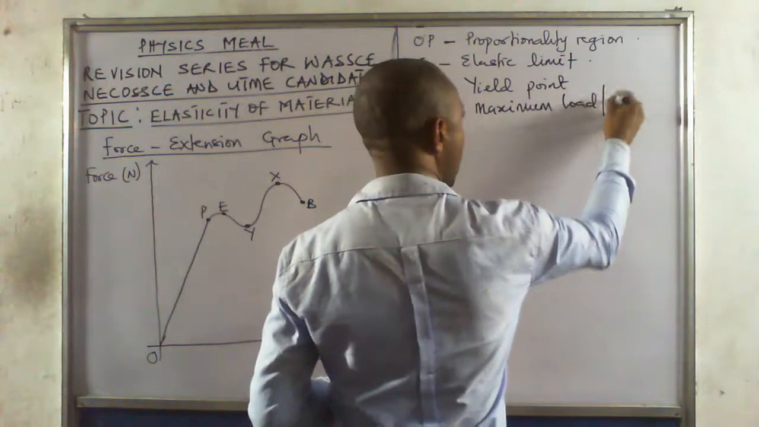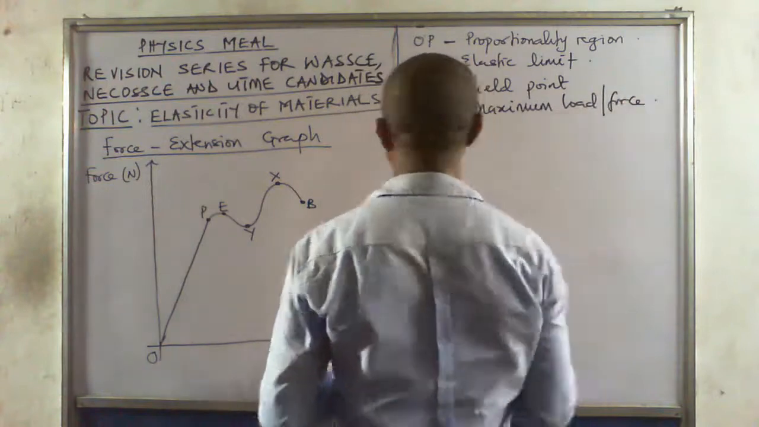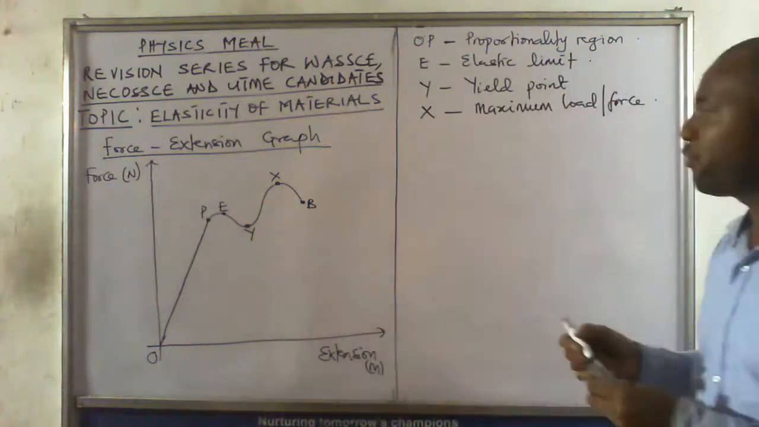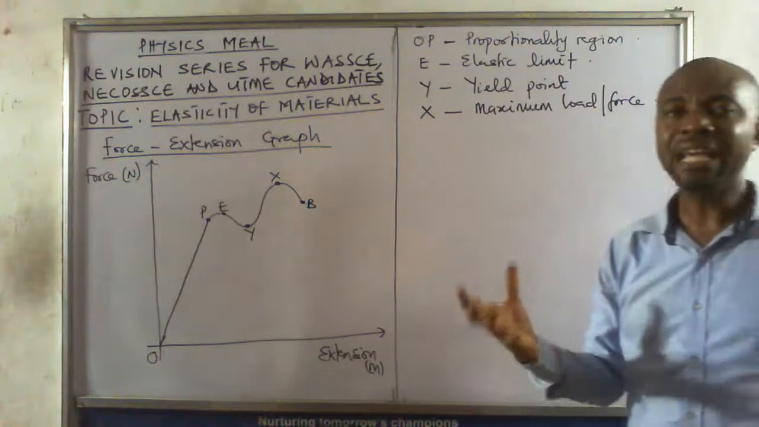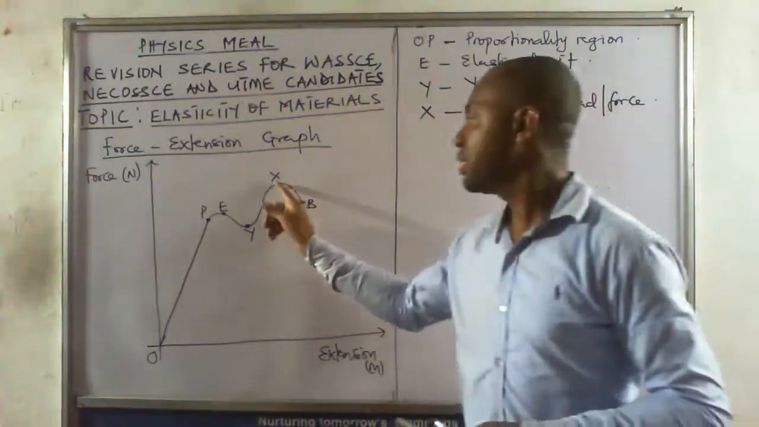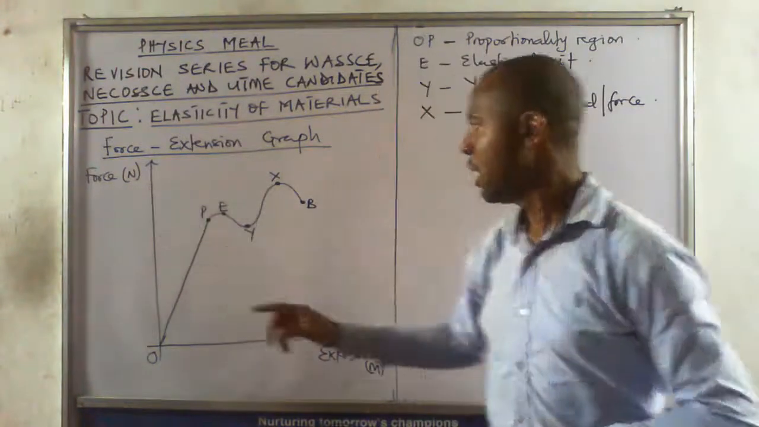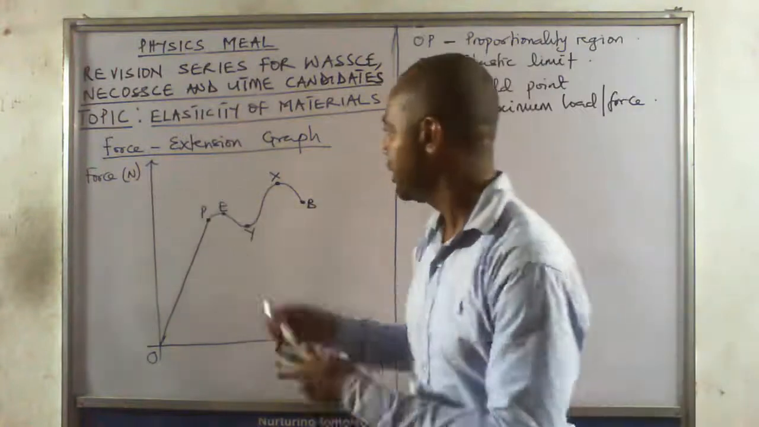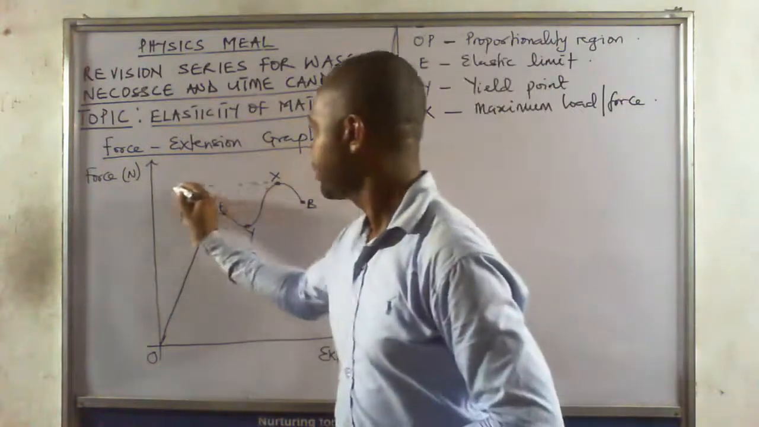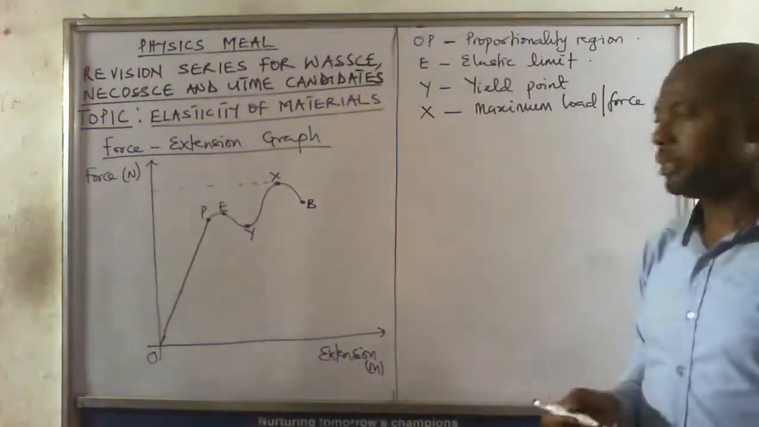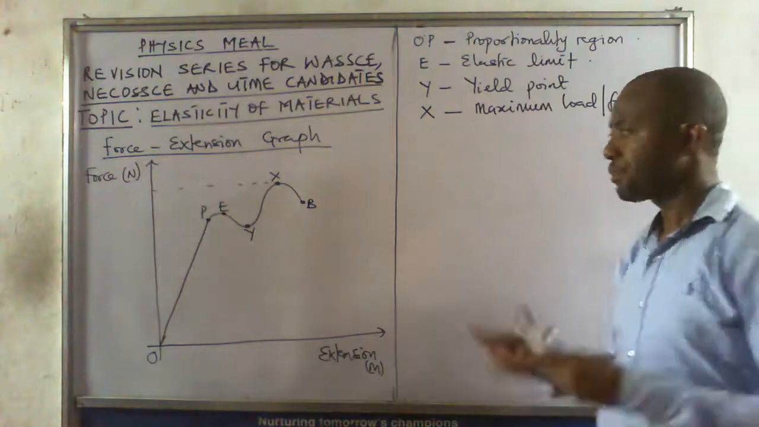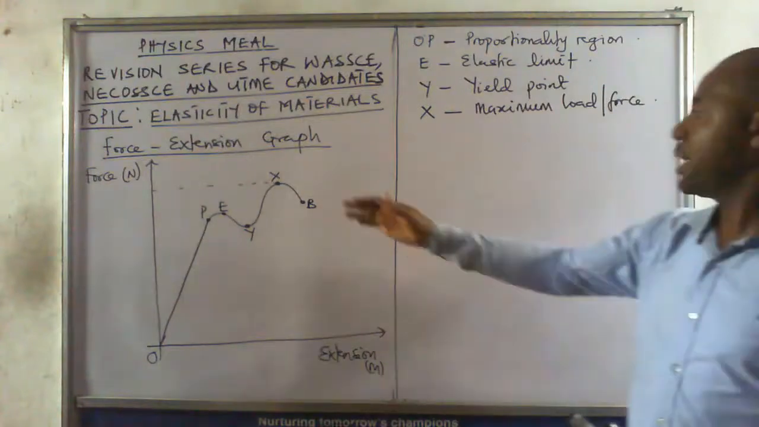Maximum load or force. That is the highest force that an elastic material can withstand. So look at it, there's no force that is higher than this. If you trace this to the force axis, there is no force that is higher than this. So that's the maximum load.